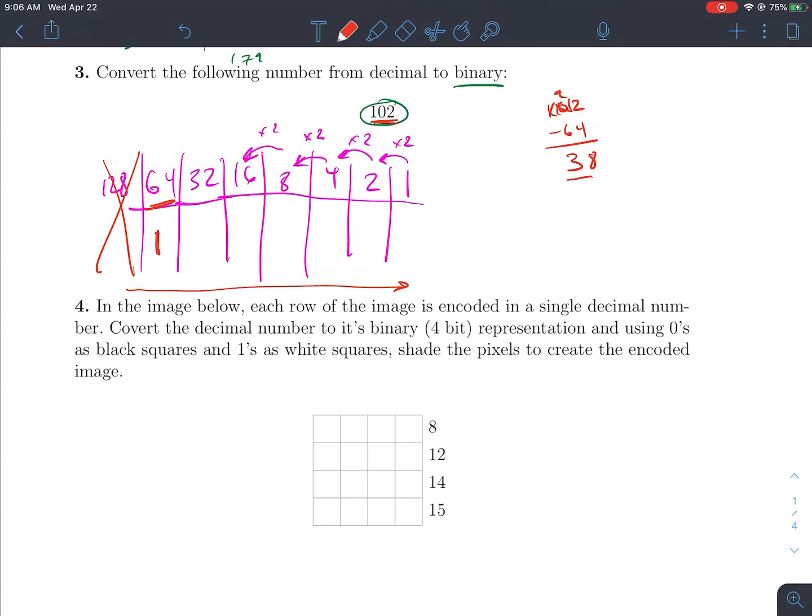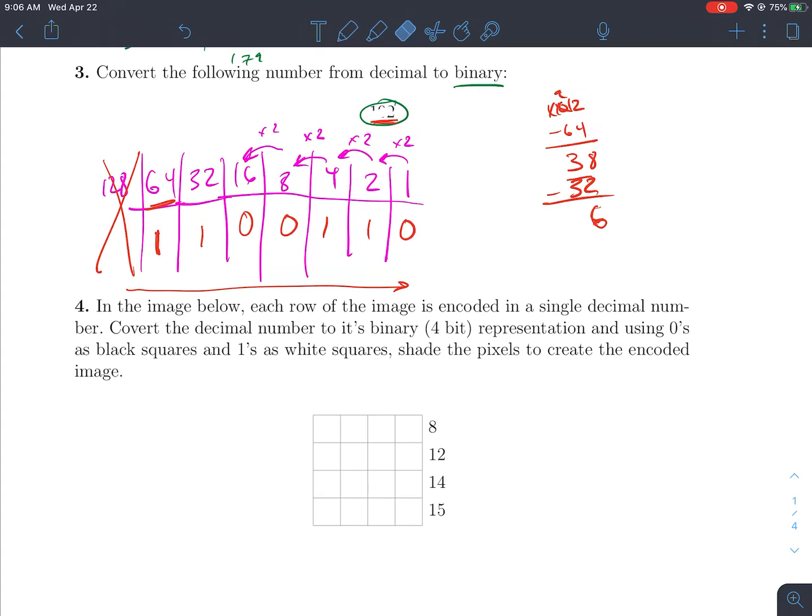It looks like we have still left over 38, so we'll need a 32 as well. So we'll take one of those, and we'll subtract off that 32. This one's a little easier. We get 6. If we only have 6 left, we don't need any 16s. We don't need any 8s. We do need a 4. We do need a 2, because that will make our 6. And we don't need any 1s, because it's not odd.